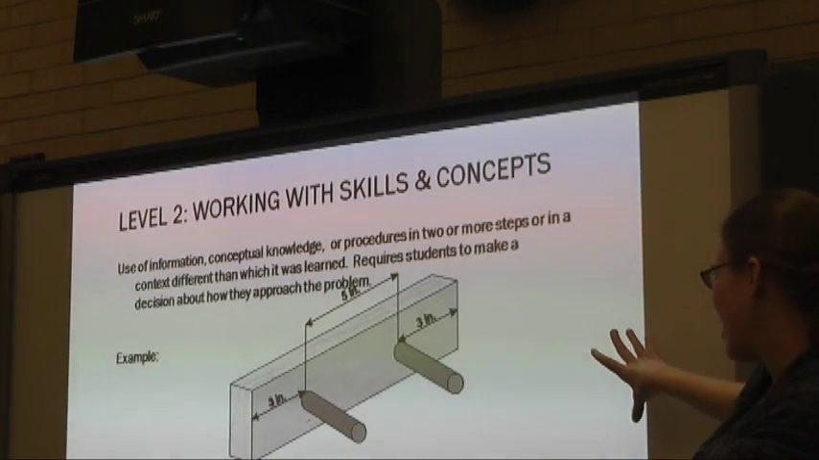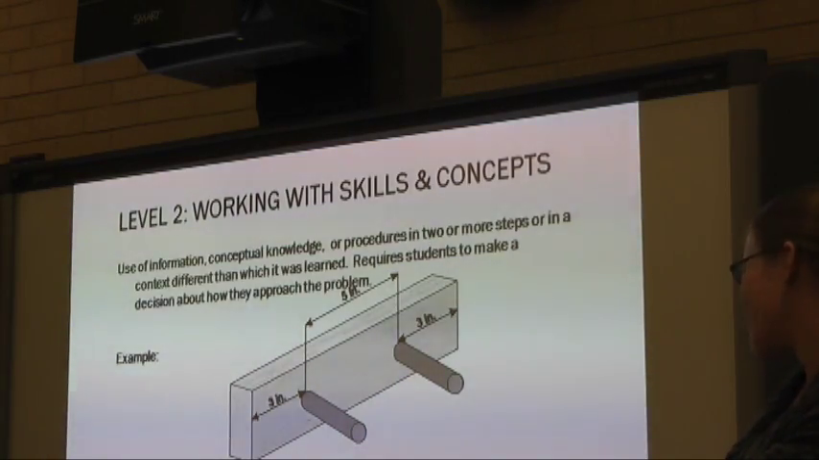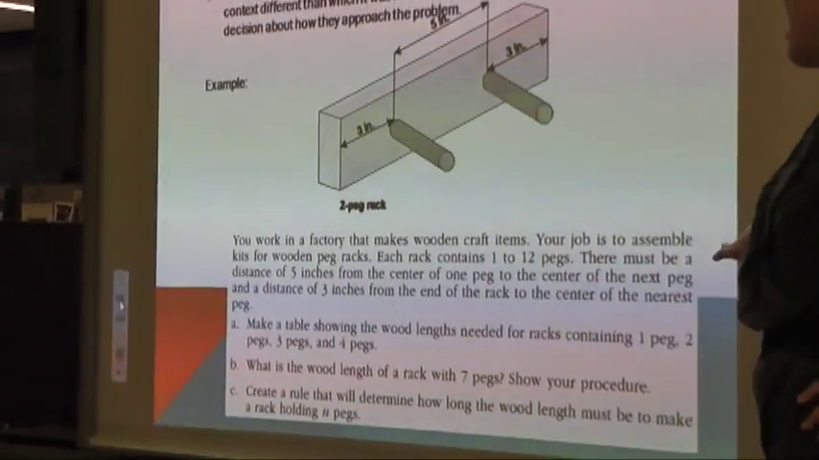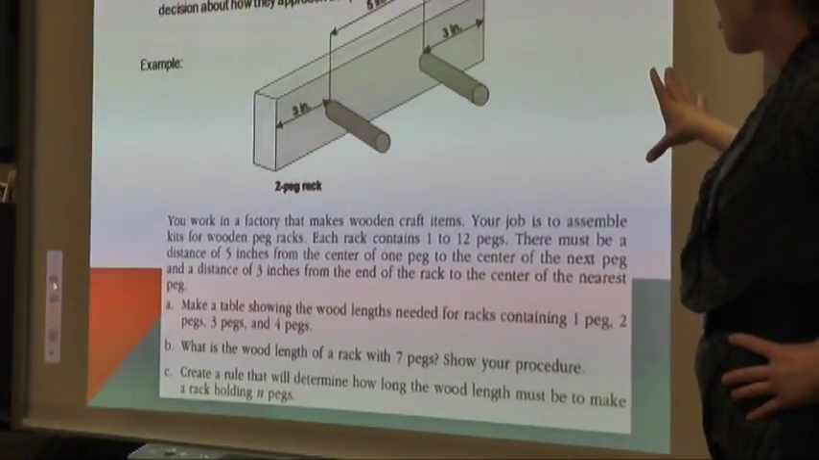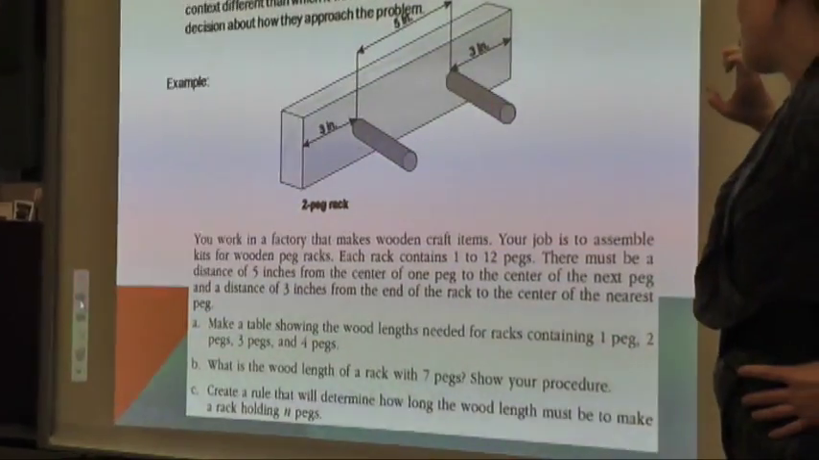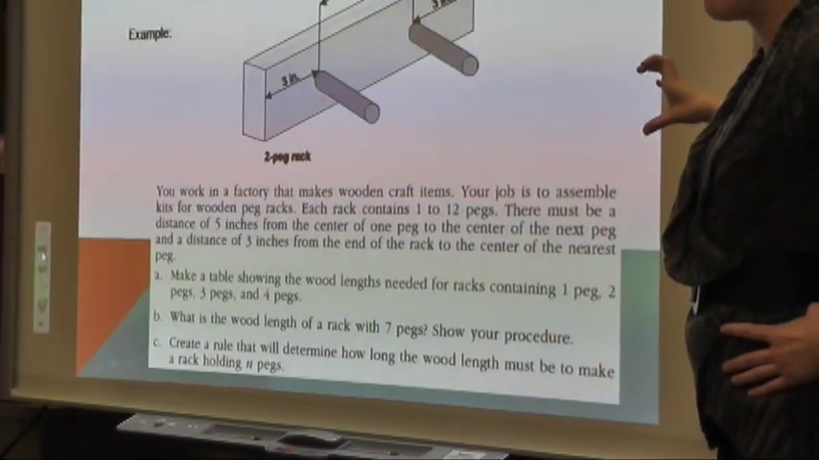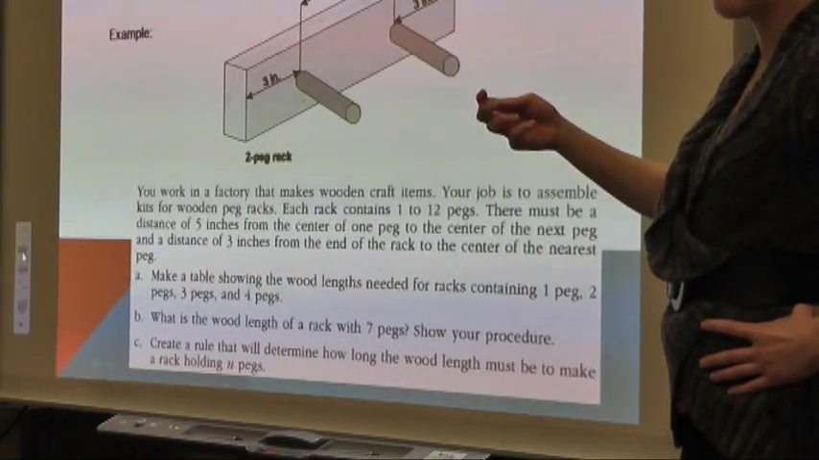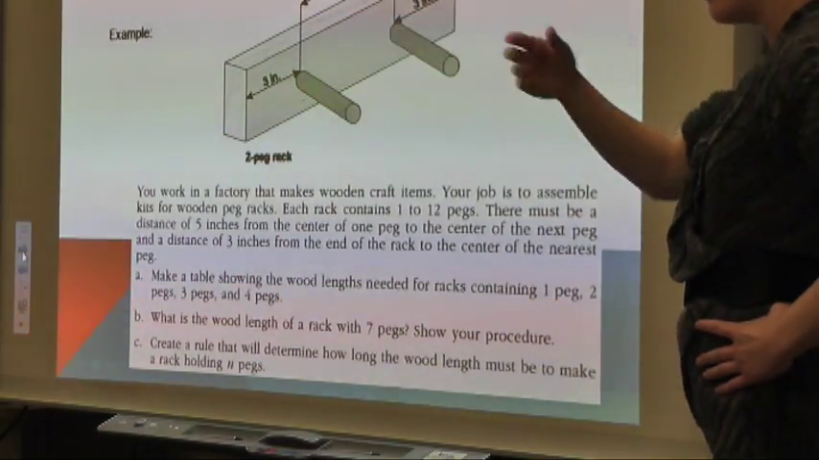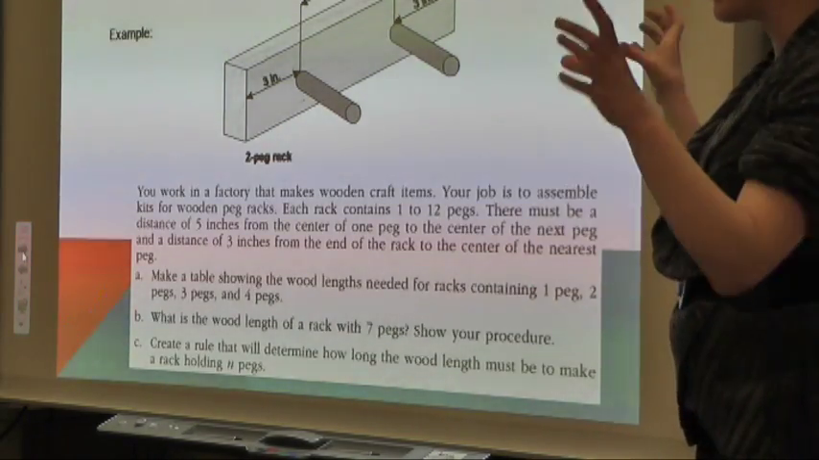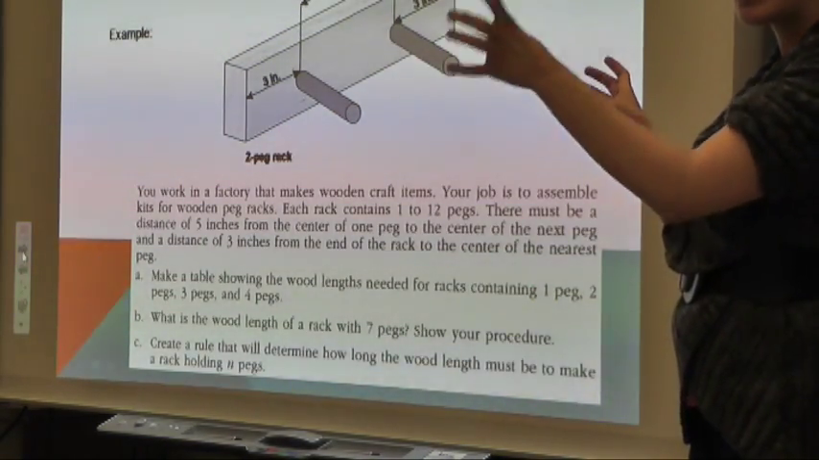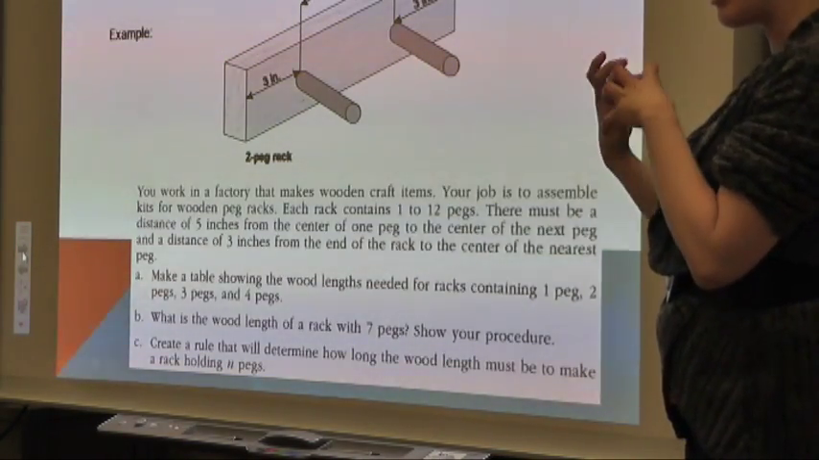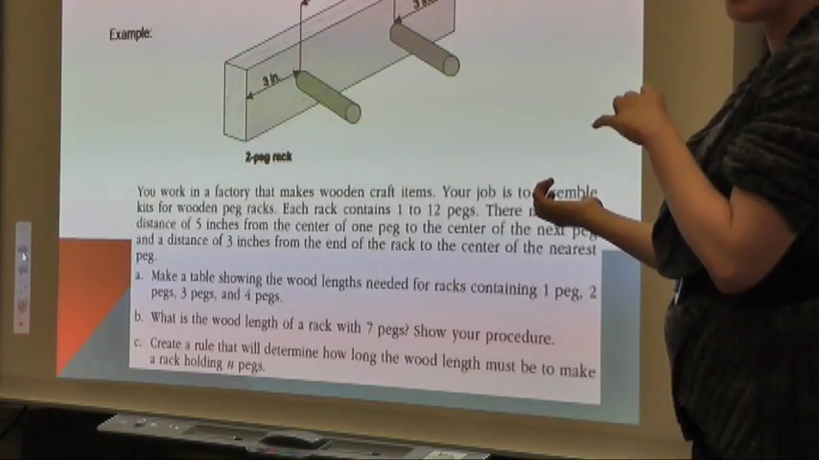An example down here, this is very silly, I chose a problem with a whole lot of text as the example. But it's essentially a problem that uses measurement and recognizing a pattern, but it's not necessarily a routine pattern where it's just +2, +2, +2 every time, like the one we talked about earlier. It's a pattern where there's 3 inches at the end and then 5 inches in between every peg. And so they have to use that additional step to figure out what the answer is.